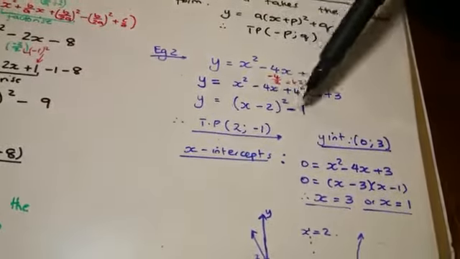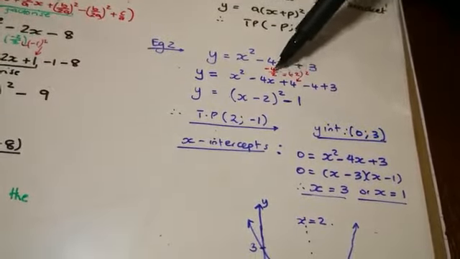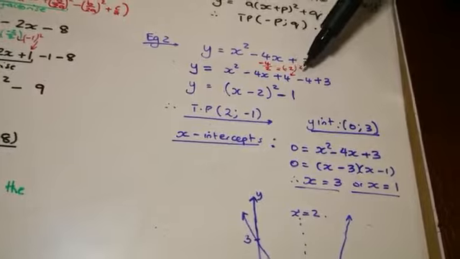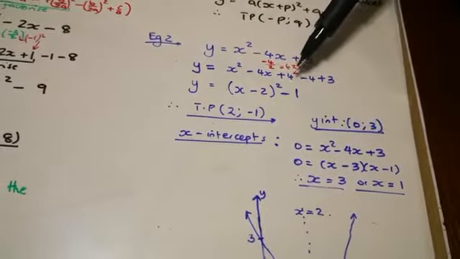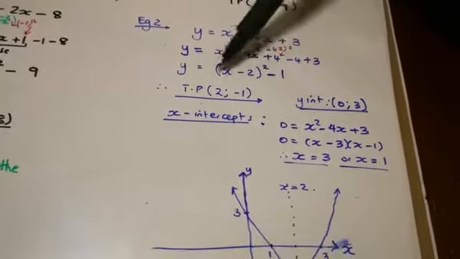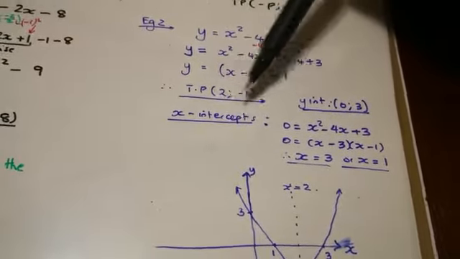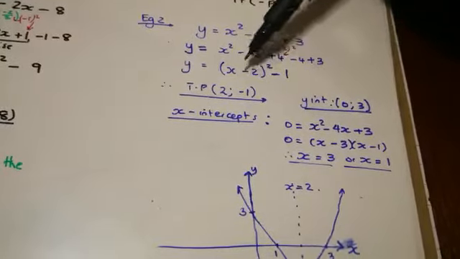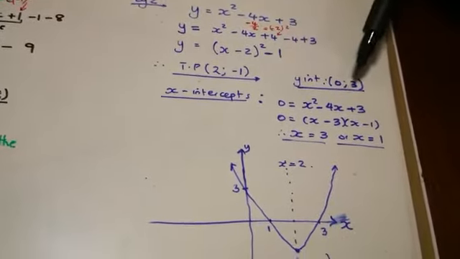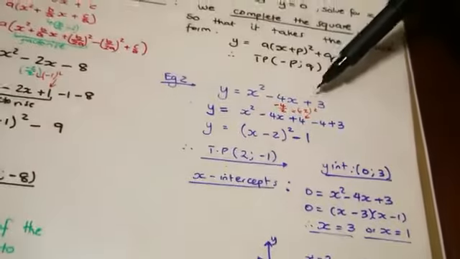so that's what I did, and then I completed the square. -4 divided by 2 gives you -2. Then you square that -2, it gives you 4. Then you take that 4 away, plus 3, and then it gives you that when you complete the square. So the turning point is going to be the negative of that, which is 2, -1, and then the y-intercept is going to be 0, 3.